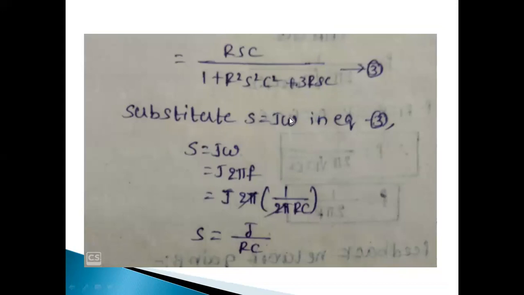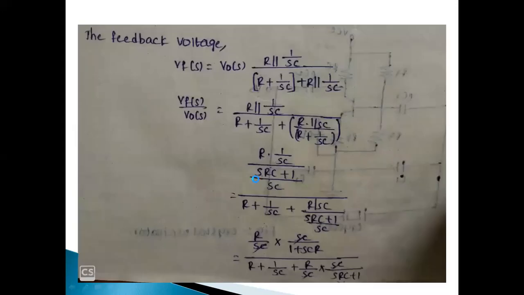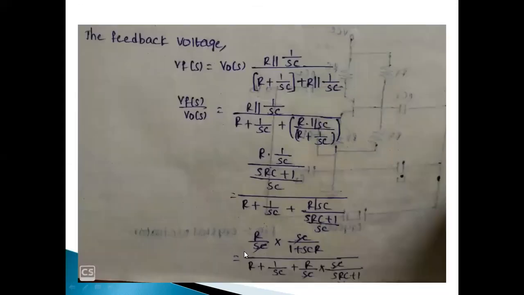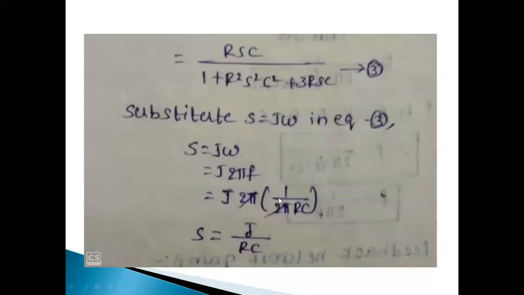Substitute S is equal to J omega in this equation. So what is J omega? Here J into omega, where omega means 2 pi f. So what is f? From the frequency of oscillation for the Wien-Bridge oscillator, f is equal to 1 by 2 pi RC. So substitute that value: 2 pi into 1 by 2 pi RC. The 2 pi cancel. So S is equal to J by RC. So S is equal to J omega means S is equal to J by RC for the Wien-Bridge oscillator.